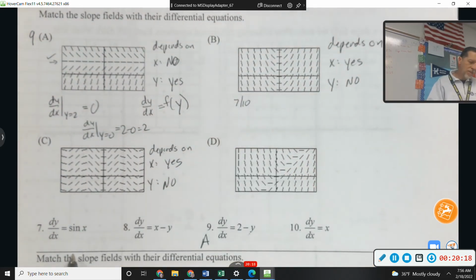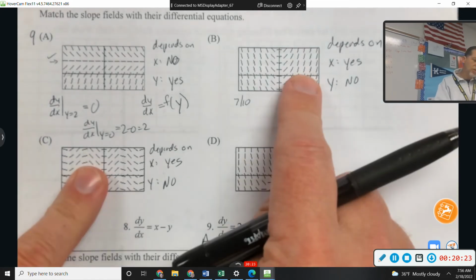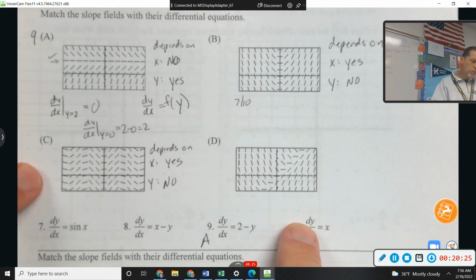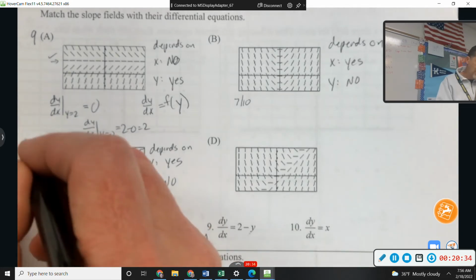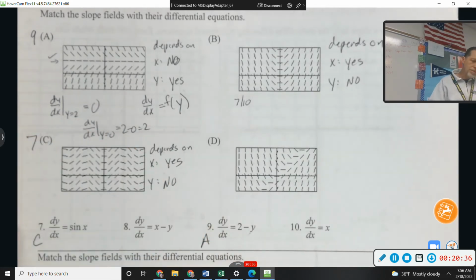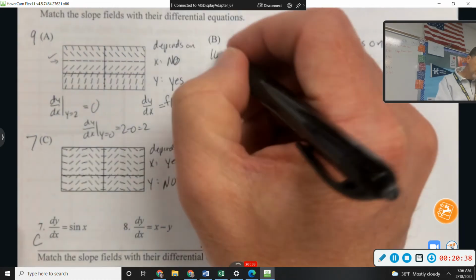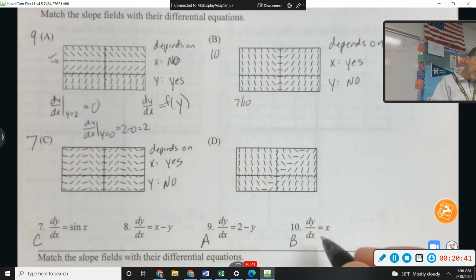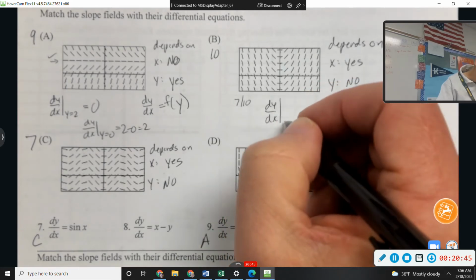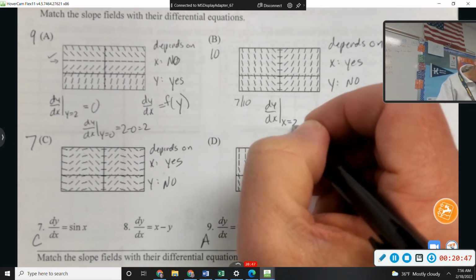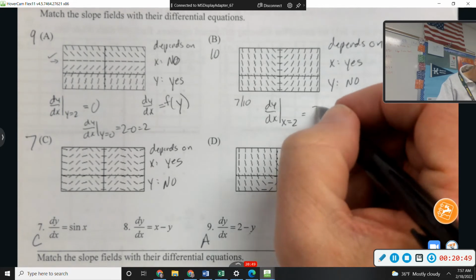Now, based on the specifics of 7 and 10 and the pictures that you're looking at, which one do you think matches with graph C? 7, because that looks like a sine kind of thing. It's got some oscillating things going on there. 10 is B. If we wanted to verify that, we could check some points, like at x equals 2, the slope should be 2.